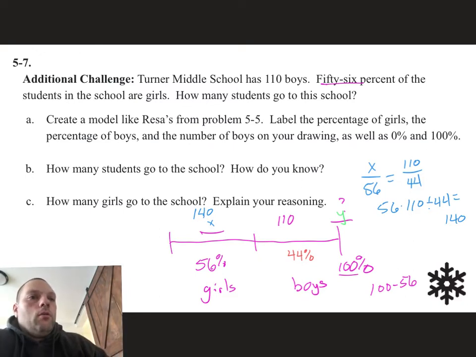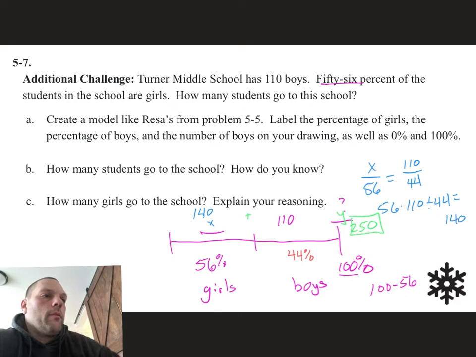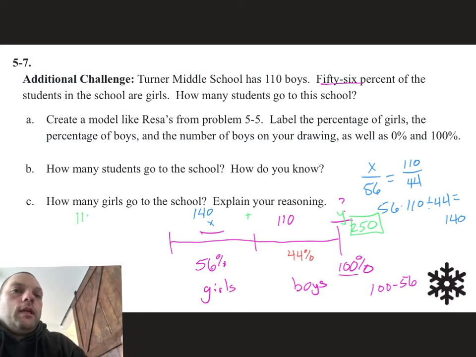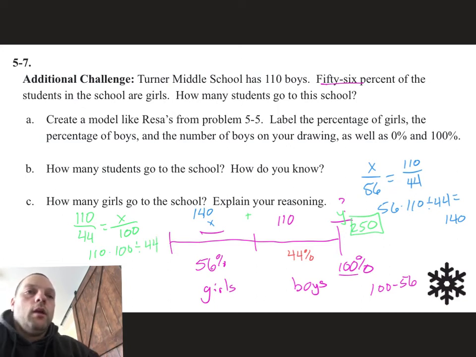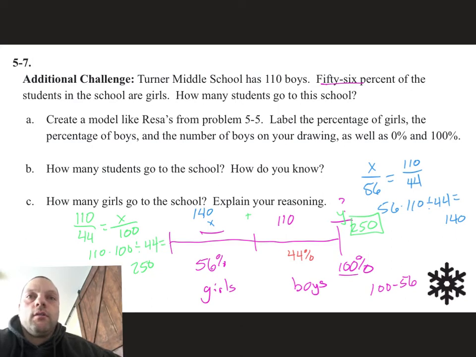Okay, now if I'm trying to find my total, I just add 140 plus 110, which is going to pull me to 250 for my total. Okay, now I could have also set this up as 110 over 44% is equal to X over 100, and cross multiplying 110 times 100 divided by 44 would have given me my answer of 250. I just went maybe a step in the other direction, just trying to figure out how many girls we had in the school. So either way is the correct way.